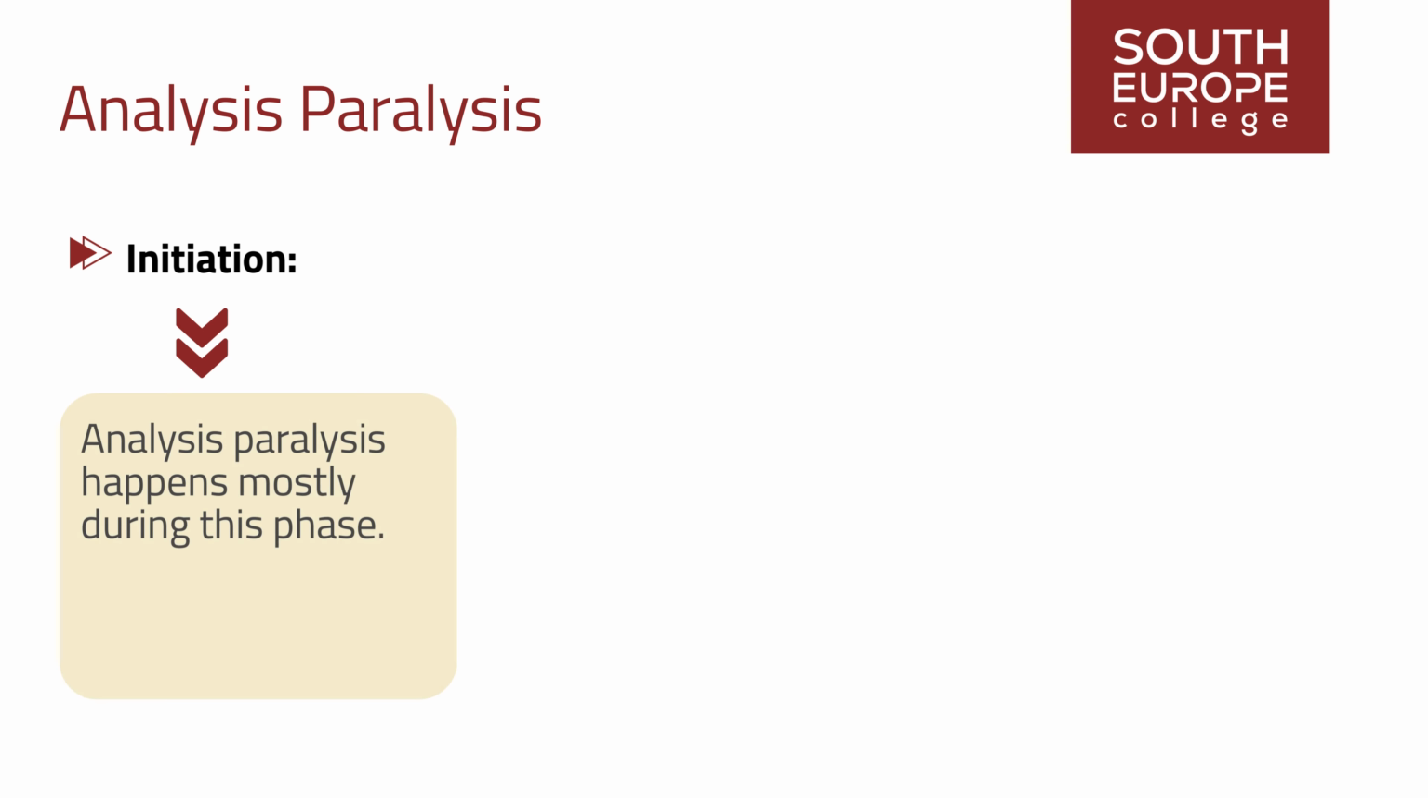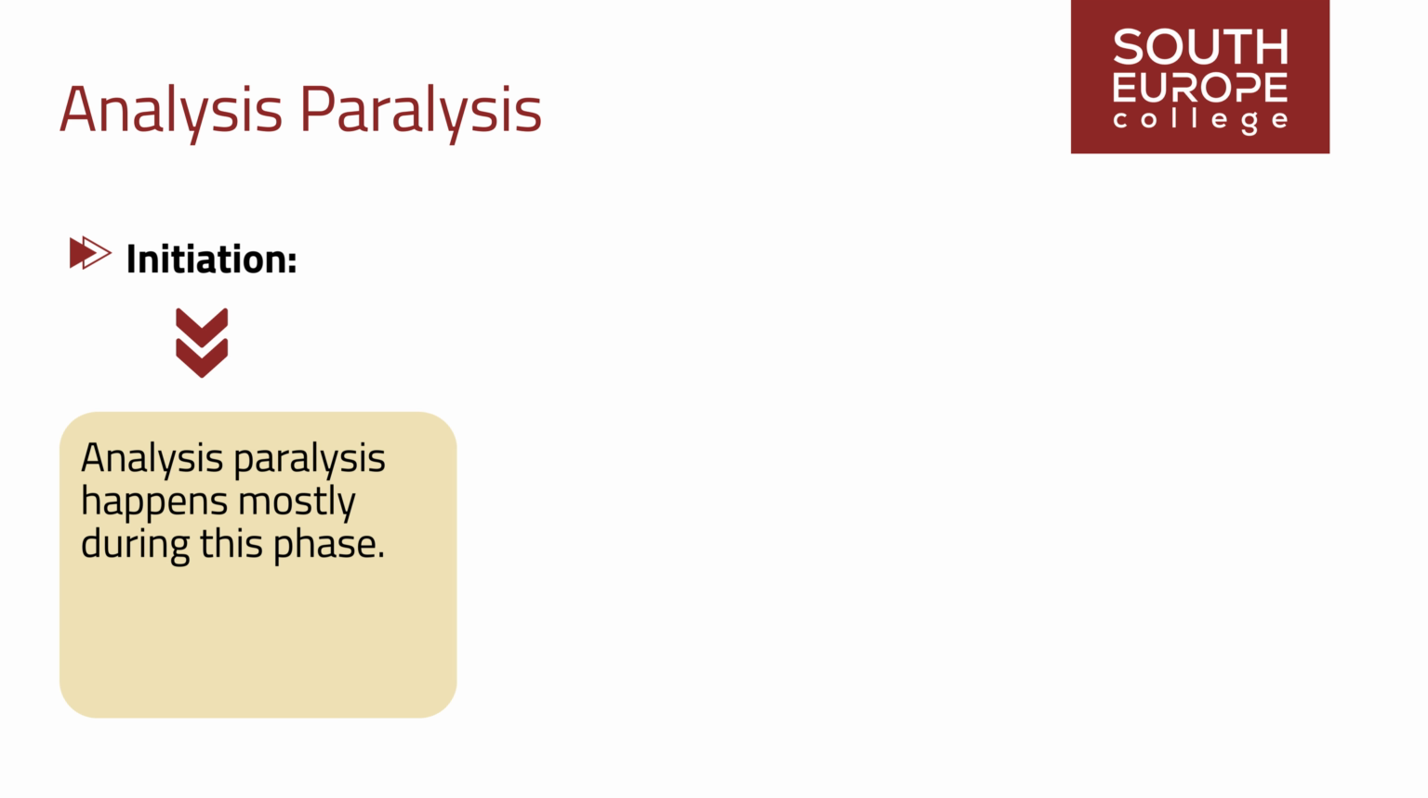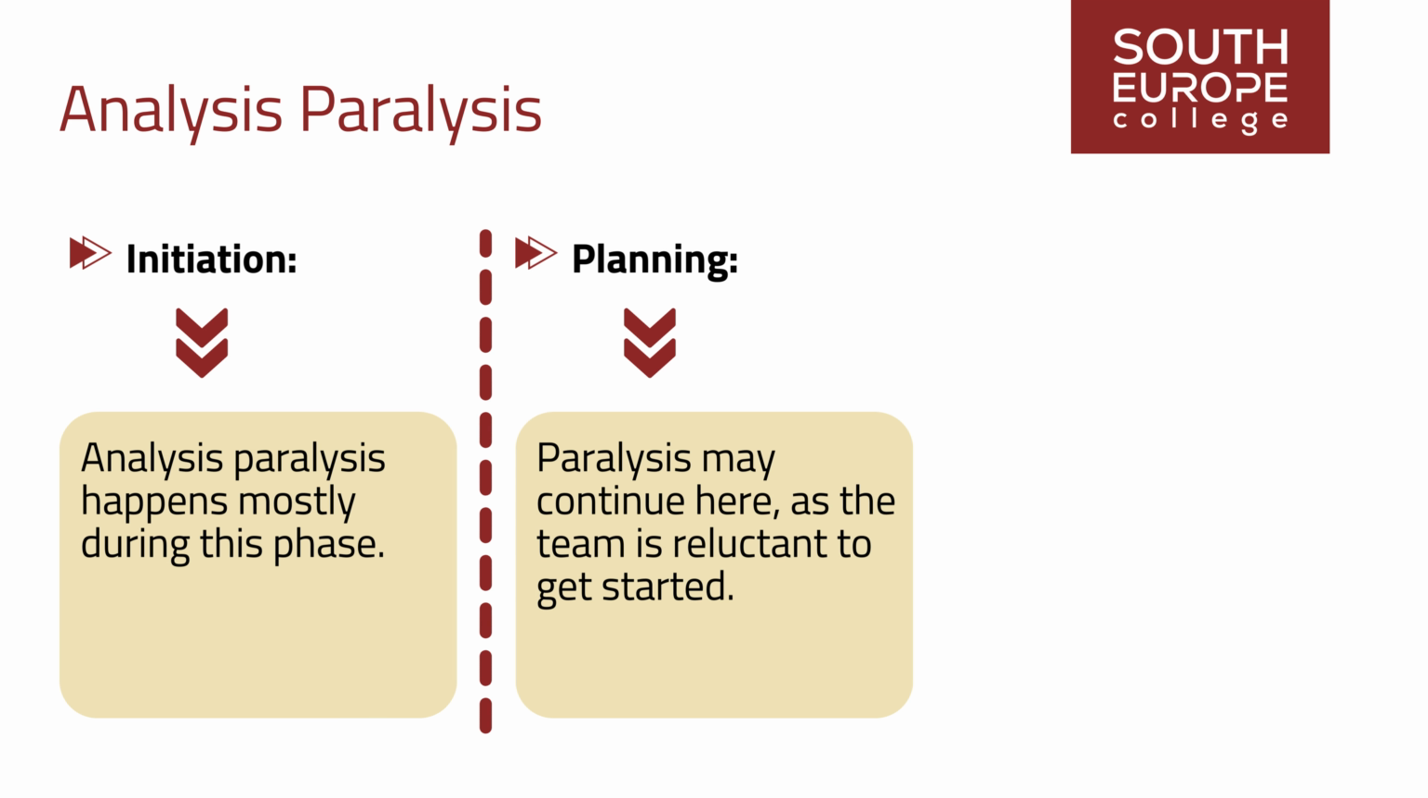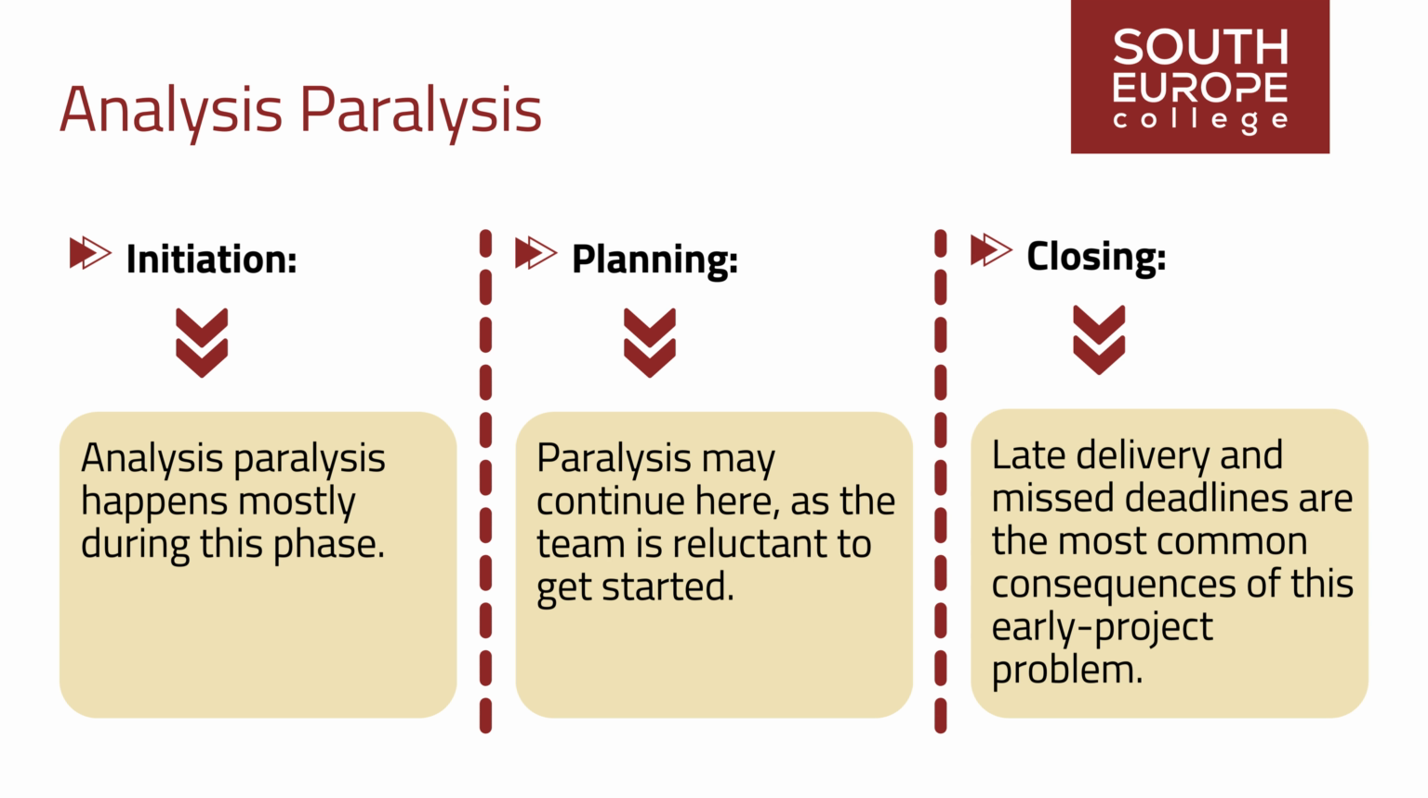Initiation. Analysis paralysis happens mostly during this phase. Planning. Paralysis may continue here as the team is reluctant to get started. Closing. Late delivery and missed deadlines are the most common consequences of this early project problem.